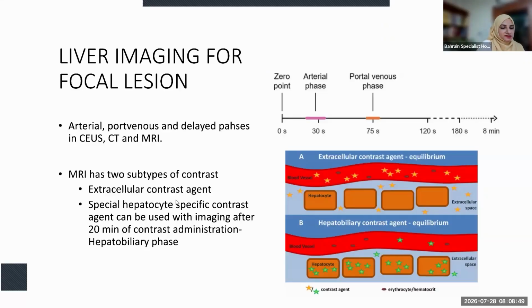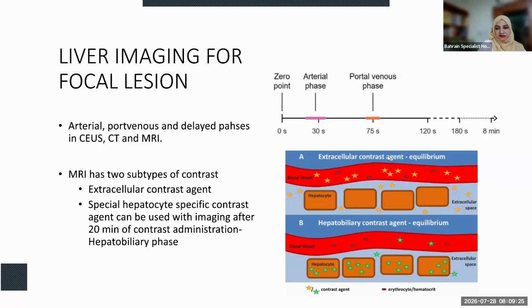Now, when we come to MRI, MRI has two subtypes of contrast. One is the regular contrast that we use, which is the extracellular contrast agent, which behaves just like the CT contrast or the usual ultrasound contrast. It goes with the blood flow and is accumulated in the extracellular space. In special, there is another contrast which is called hepatocyte-specific contrast agent, which can be used when the image is done after 20 to 30 minutes of administration. And this contrast has a propensity to be accumulated in the healthy hepatocytes, giving a characteristic appearance, which is very important in diagnosing focal nodular hyperplasia.